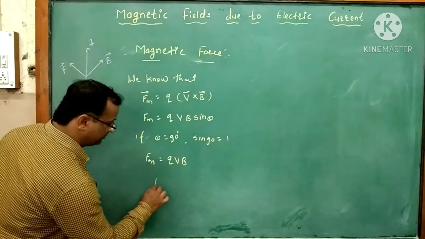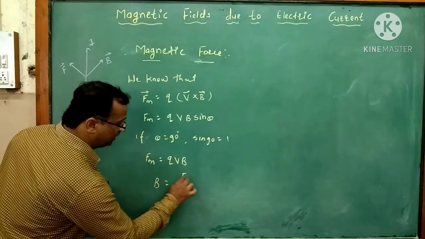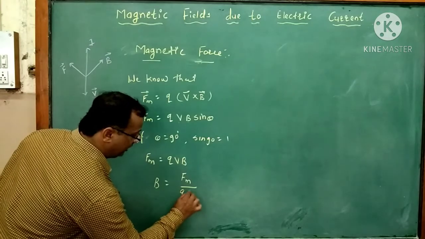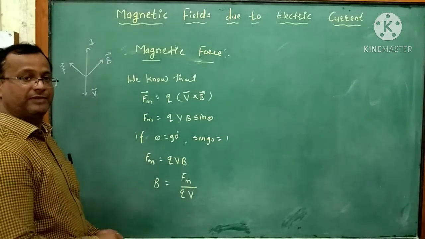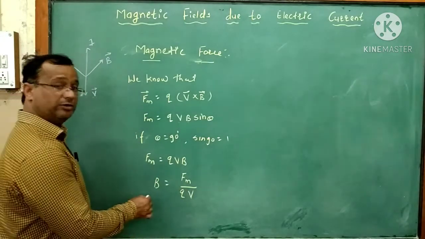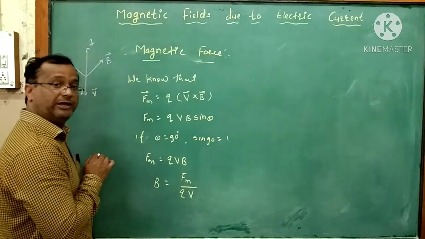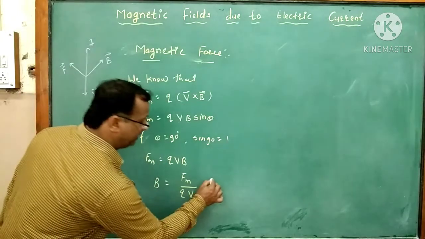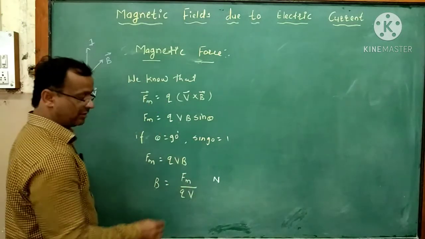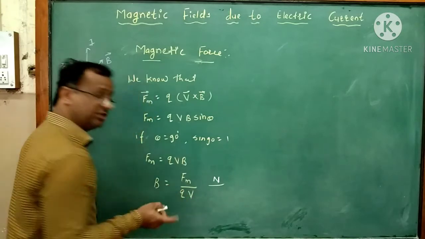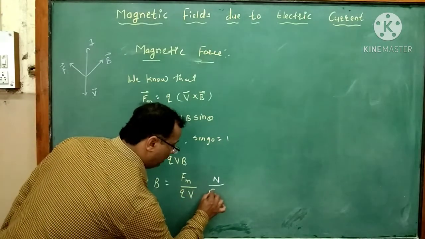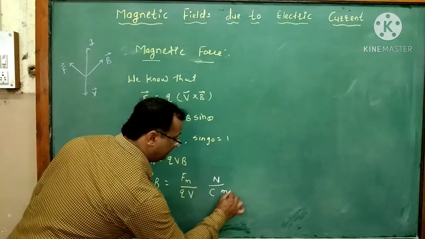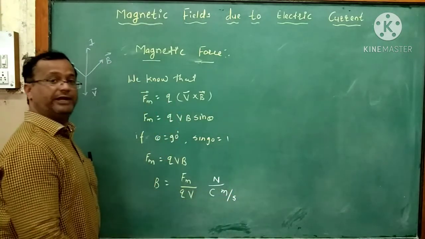Now rearranging this one. So B is equal to, what we get there? Magnetic force upon charge into the velocity. Right? Now we want to find out the SI unit of the magnetic field. Here, first of all, this will be the force. Any force is measured in Newton. Right? Then charge. Charge is measured in Coulomb. And V is the velocity, which is measured in meter per second.